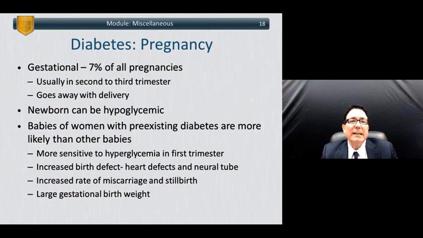7% of all pregnancies develop gestational diabetes, usually in the second or third trimester, but this will go away with delivery. Beware, especially if you practice in a place where there's no neonatologist or pediatrician available. Newborns can be hypoglycemic, and babies of women with pre-existing diabetes are more likely than other babies to be more sensitive to hyperglycemia, have heart defects, neural tube defects, and other issues.